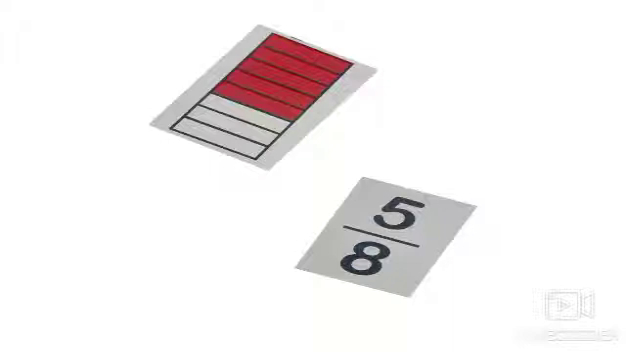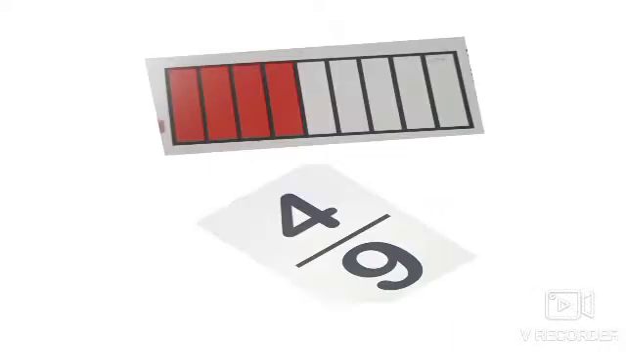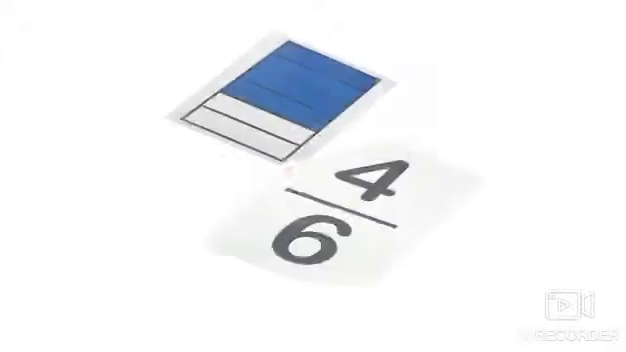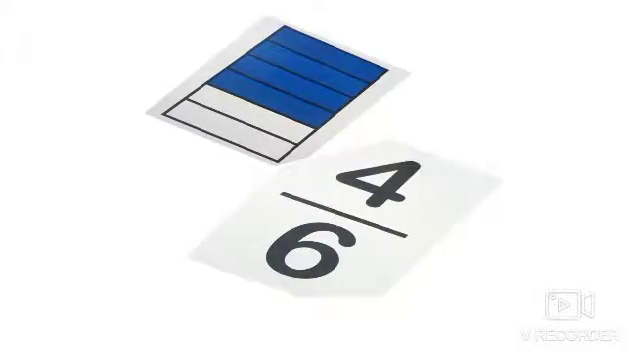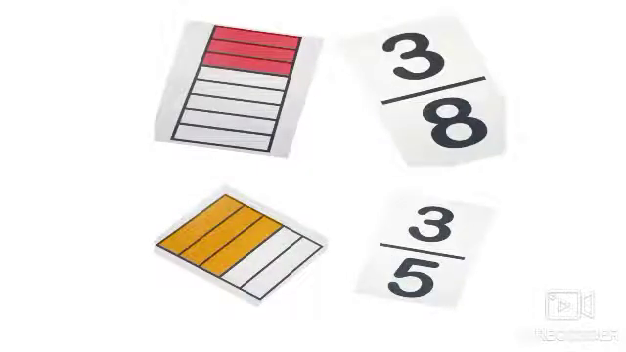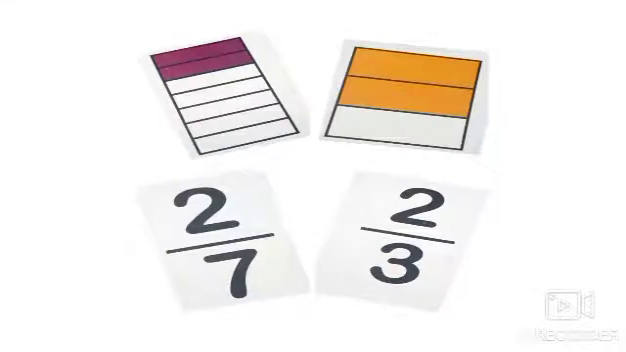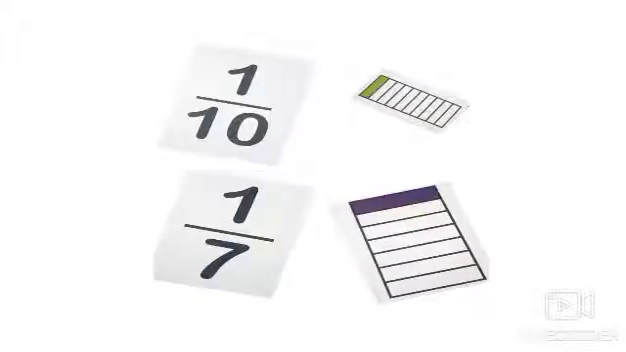Here you can see there are some more examples for that. As you can see, there are total 8 parts. Out of that only 5 parts are colored. So this is 5 upon 8. Similarly, there are 9 parts out of which 4 are colored. So you can write 4 upon 9. There are so many examples for this. This is 4 upon 6. This is 3 upon 8 or 3 upon 5. Here colors are different, but you have to take the individual diagrams. So in the first one there are total 7 parts, out of which 2 parts are colored, so this is 2 upon 7, or next is 2 upon 3. Here 1 upon 10 and 1 upon 7.